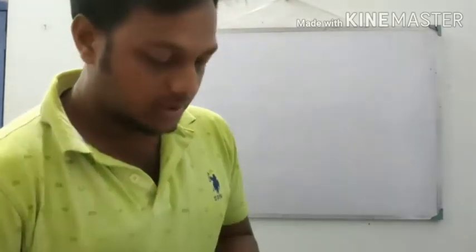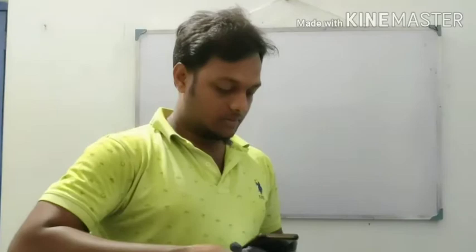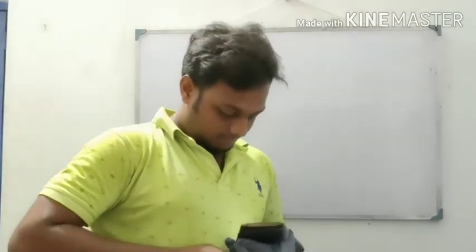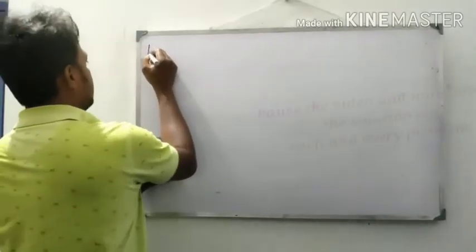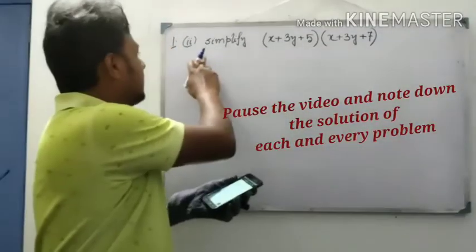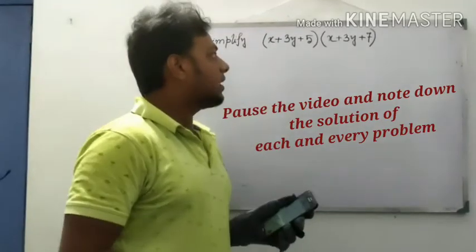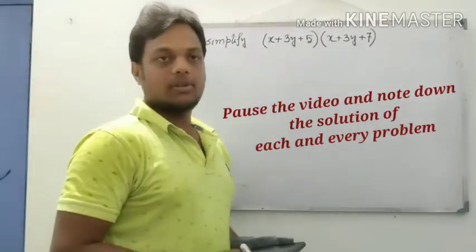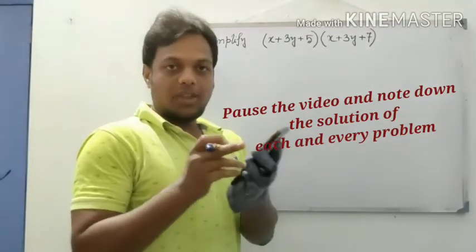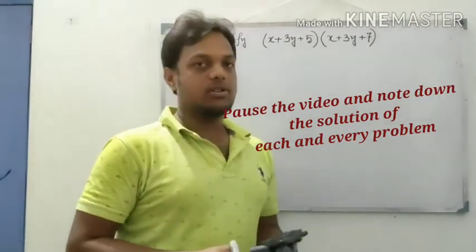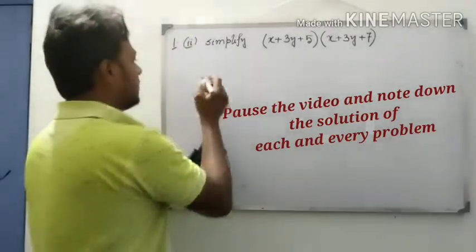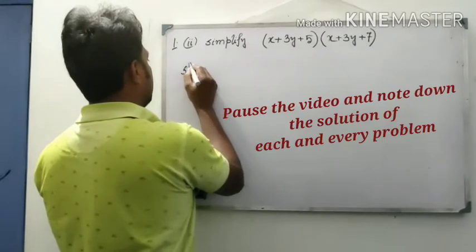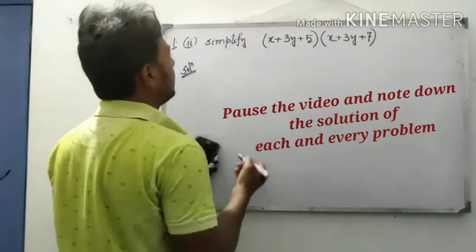See, the second number problem is: simplify this one. So I am solving one problem. Simplify x plus 3y plus 5 into x plus 3y plus 7. We have to simplify it, that means we have to expand it by using the distributive property. Repeatedly we will use the distributive property. I am solving. Look at the board very carefully.